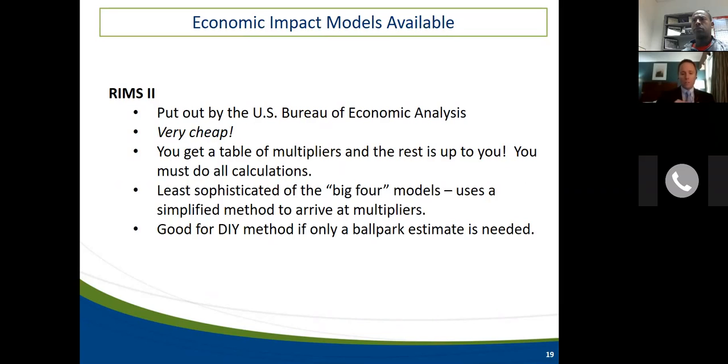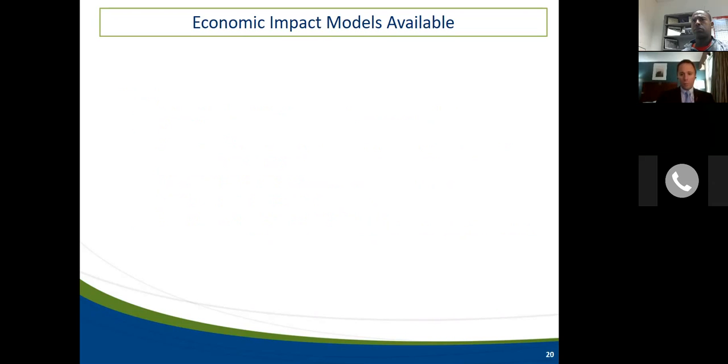All right, so RIMS, very cheap. They just give you a list of multipliers. You do the math, okay? It's not super sophisticated. There's a couple of tricks that the other models do that this model doesn't do, because you have to do the spreadsheet work, but it gives you the multiplier. Good for ballparking.